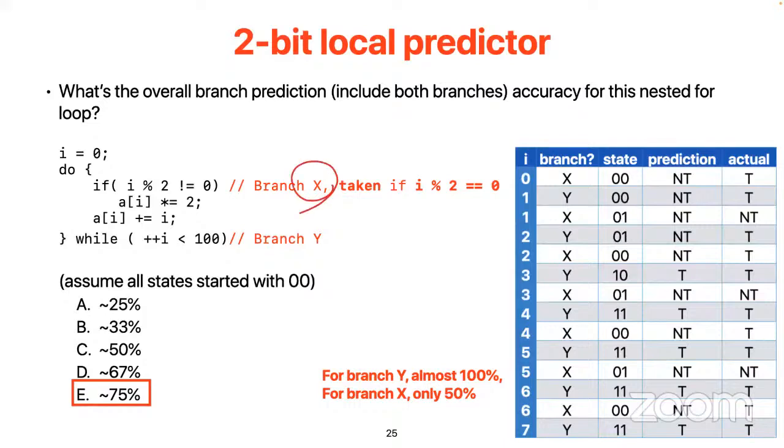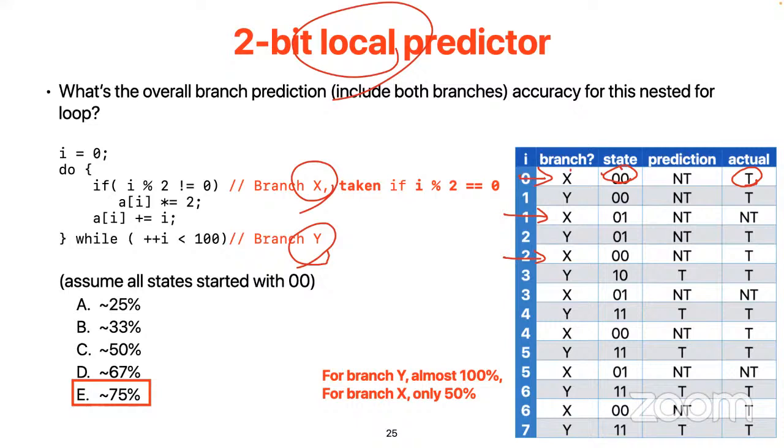So remember, this is a local predictor. So local means that we have to train the state of each branch separately. So for branch X, right, and branch Y, that's why we label branch X and Y separately here. It's only affecting the taken or not taken result. It's only affecting the state for X and Y here, right? So for its individual branch. So for the branch X, if we start at 0, 0, right?